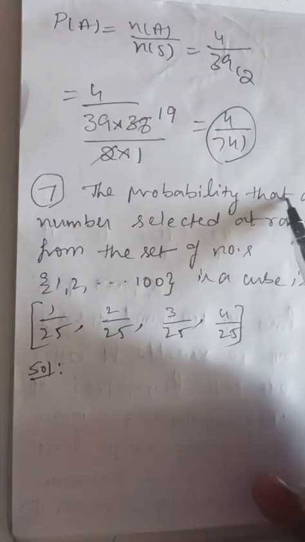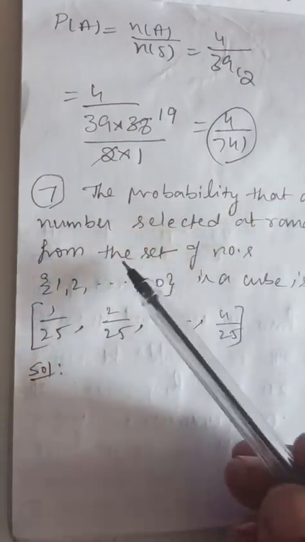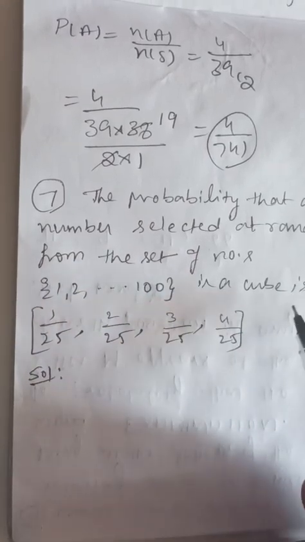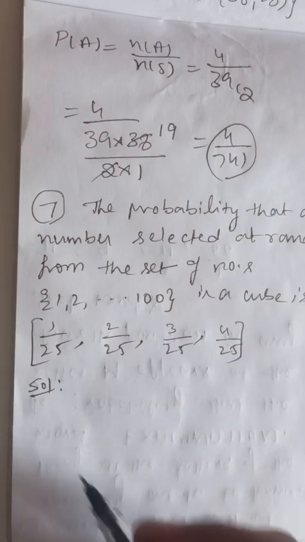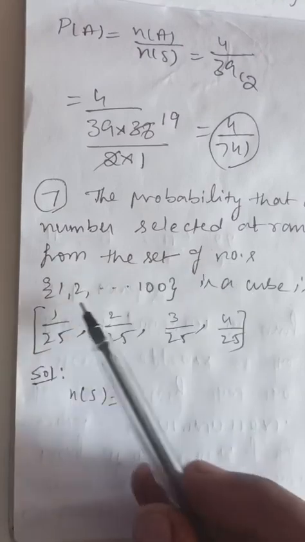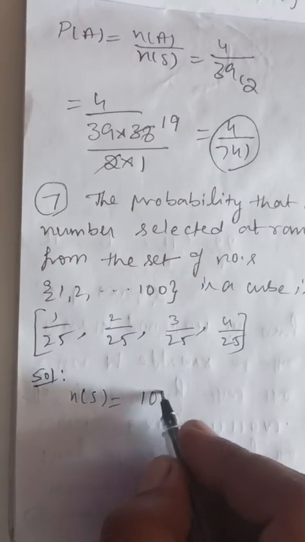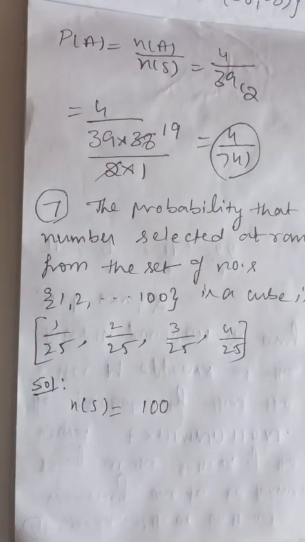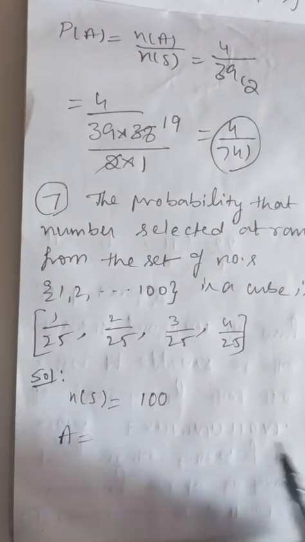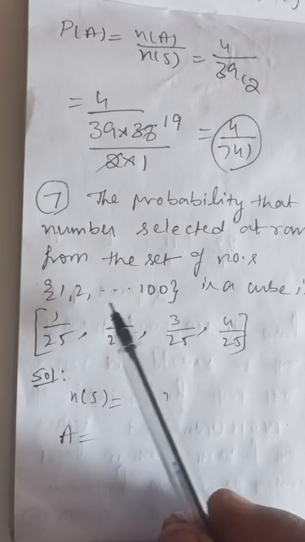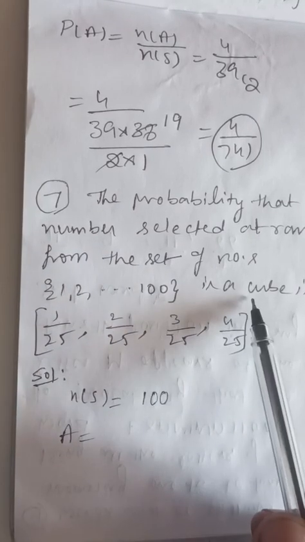The probability that a number selected at random from the set of numbers 1, 2, 3, and so on up to 100 is a cube is, here, the number of sample points n(S), the set of 100 numbers, so n(S) equals 100, and n(A) is the event. The event is that the selected number must be a cube.